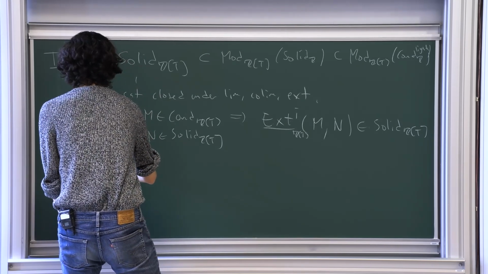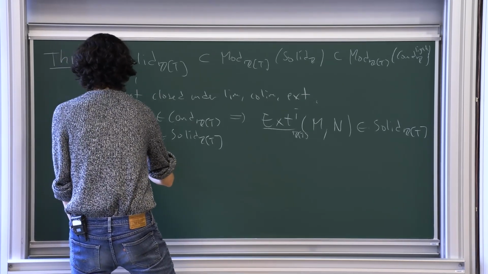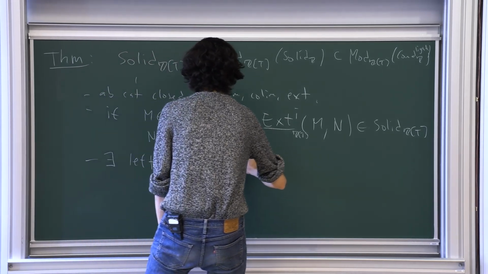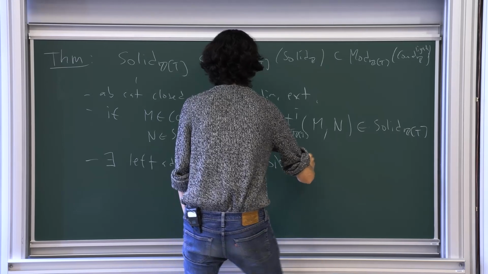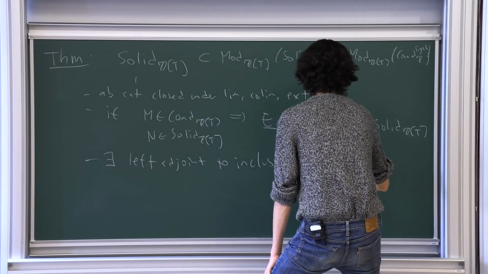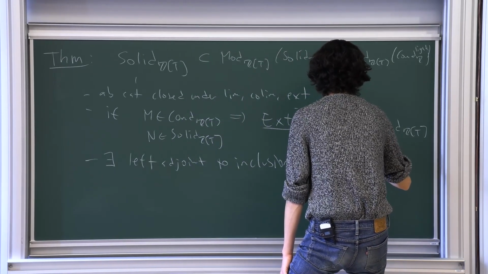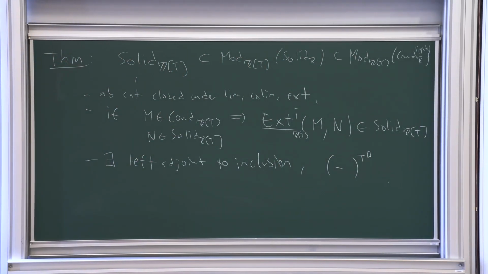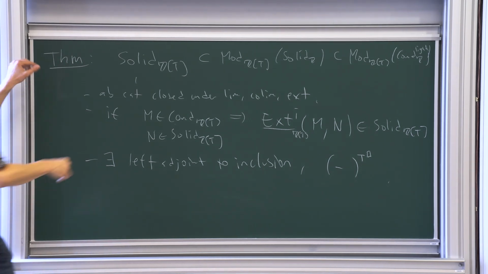There exists a left adjoint to the inclusion. Call it, let's say, well, I'm going to at least temporarily denote it by upper T solid. We're forcing the variable T to be solid, you could say. So that's.